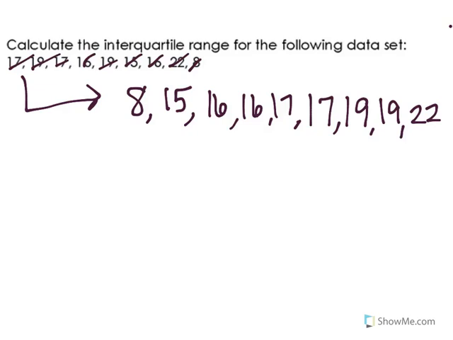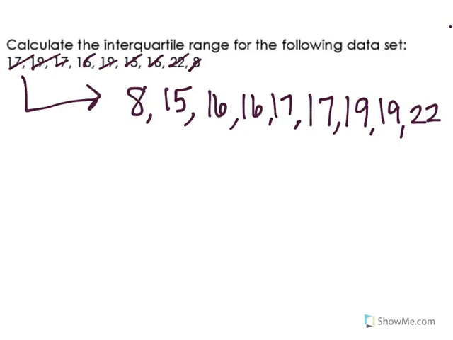Now that I have my data in order from least to greatest, I need to find the median of my data set. What I like to do, as I went over in my videos last week, is count how many pieces of data there are. So I have 1, 2, 3, 4, 5, 6, 7, 8, 9 pieces of data. Since I have 9 pieces of data, I know there is going to be one digit exactly in the middle of my data set.